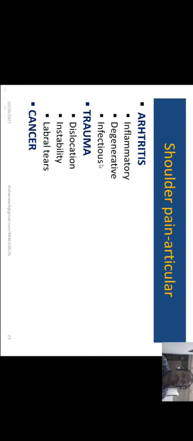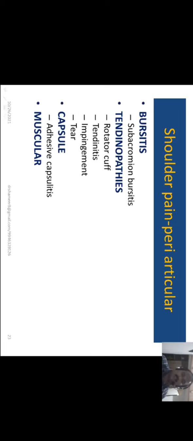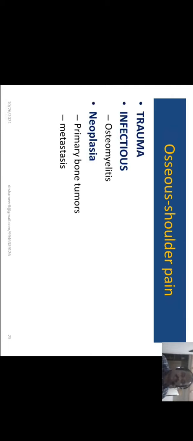And in other pathologies like Crohn's disease or autoimmune inflammatory pathologies, there may be elevated ESR and CRP. And in case of CA also, in case of malignant lesions also, there will be elevated ESR and CRP, usually above 80 or 100. Okay, and in case of dislocation and instability and labral tear, traumatic, and maybe a bursitis or tendinopathy. Okay, these are the osseous areas, osteomyelitis and primary bone tumor.